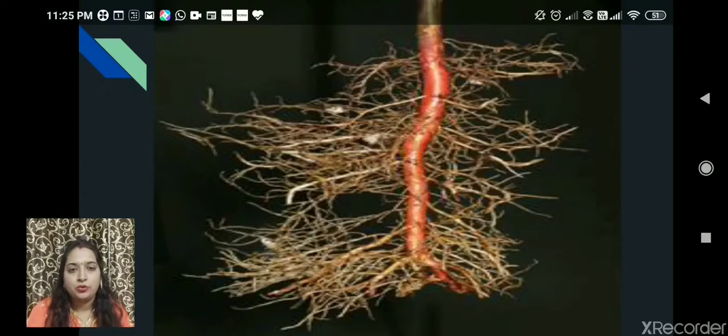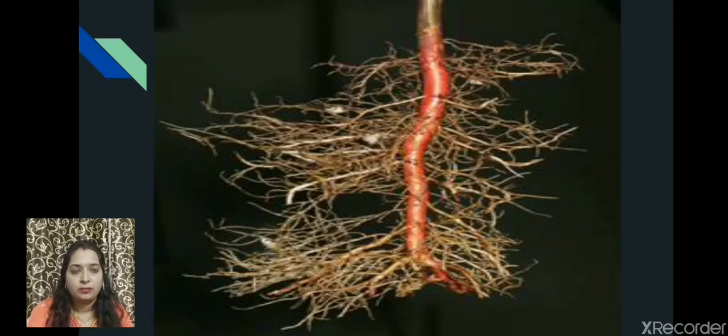If I show you this diagram, what do you see? You see there is a main root, which is arising from the base of the stem, and from the main root many side roots are arising. Children, this is a tap root.